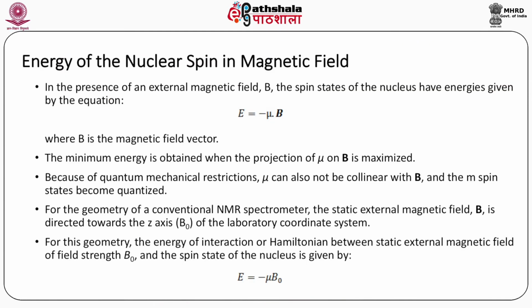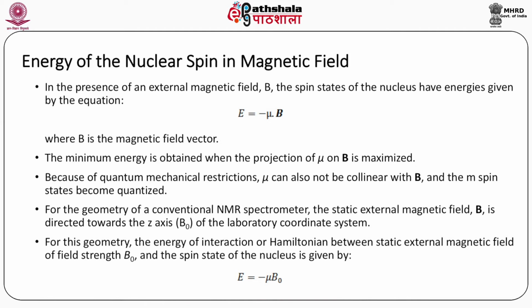Energy of the nuclear spin in a magnetic field. In the presence of an external magnetic field B, the spin states of the nucleus have energy given by the equation E = -μ·B, where B is the magnetic field vector. The minimum energy is obtained when the projection of μ on B is maximized. Because of the quantum mechanical restrictions, μ cannot be collinear with B and the m spin states become quantized.